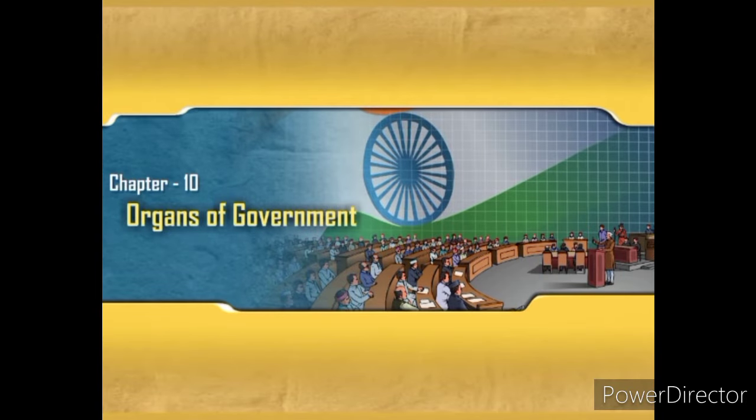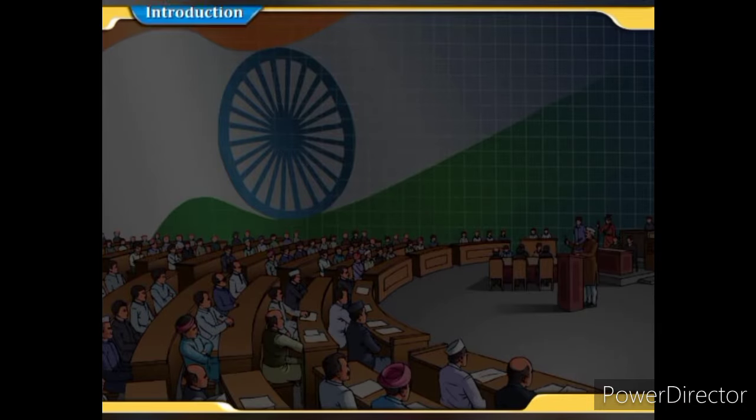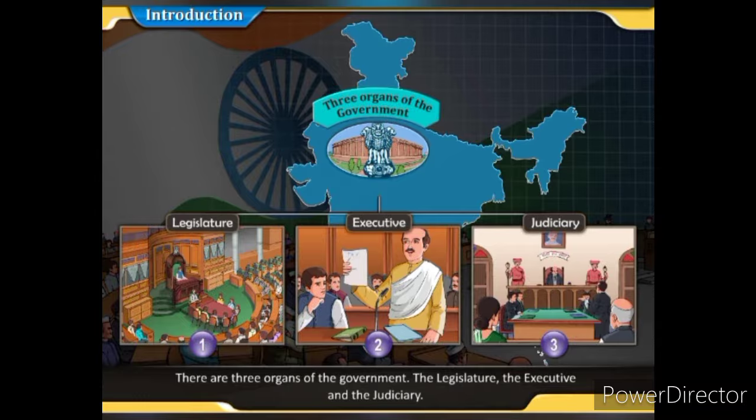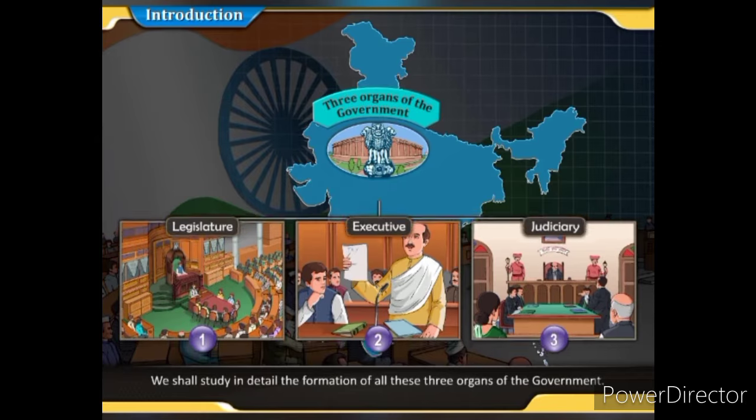Chapter 10. Organs of Government. Introduction. There are three organs of the government: the legislature, the executive, and the judiciary. We shall study in detail the formation of all these three organs of the government.